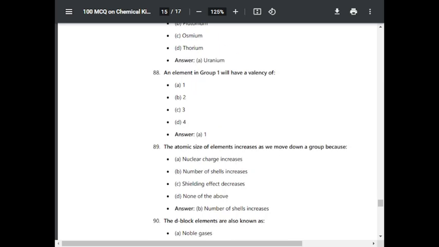Question number 88. An element in group 1 will have a valency of: option A, 1; option B, 2; option C, 3; option D, 4. The correct answer is A, 1. An element in group 1 will have a valency of 1.